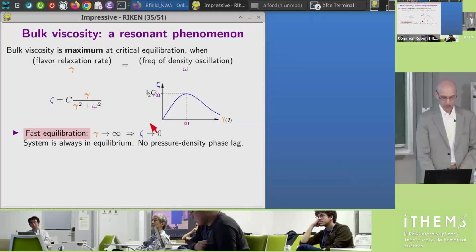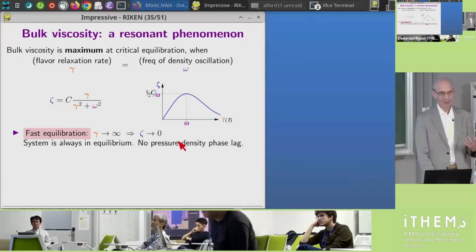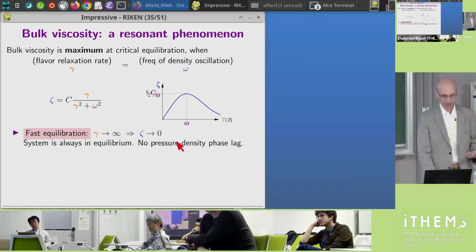So if the equilibration is very fast, at high temperature, the system is always in equilibrium, there's no phase lag between the pressure and the density, so you don't get that hysteresis, you don't get any bulk viscosity. So the bulk viscosity tails off to zero at high temperatures, with fast relaxation.